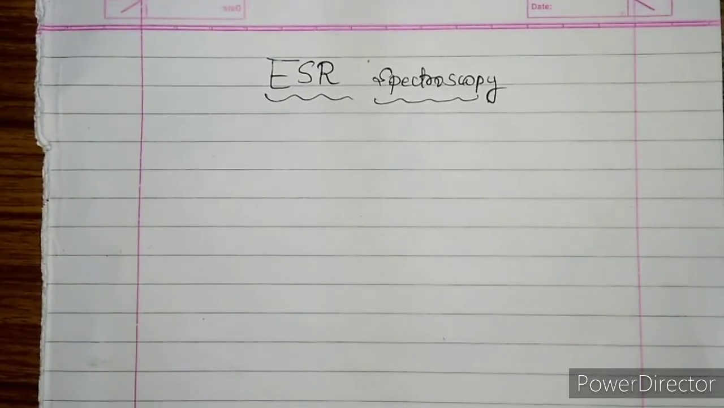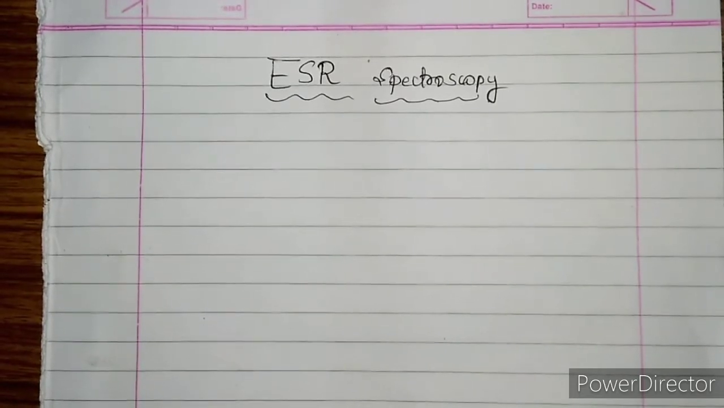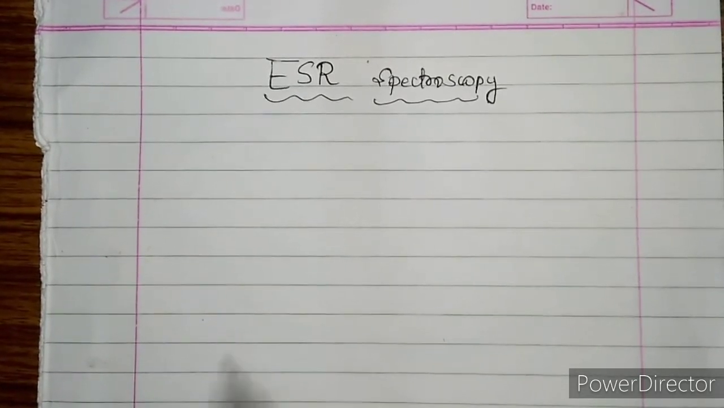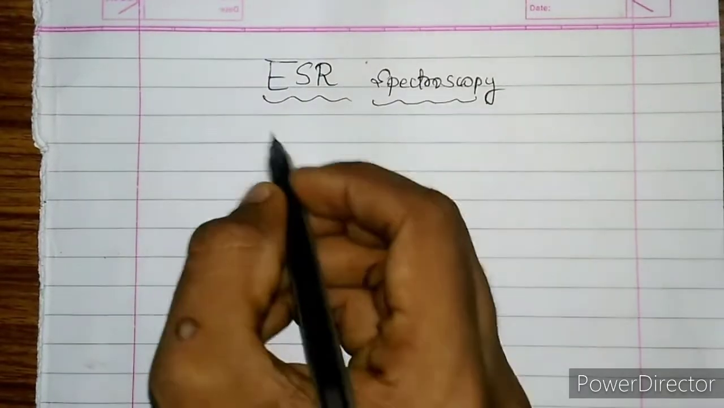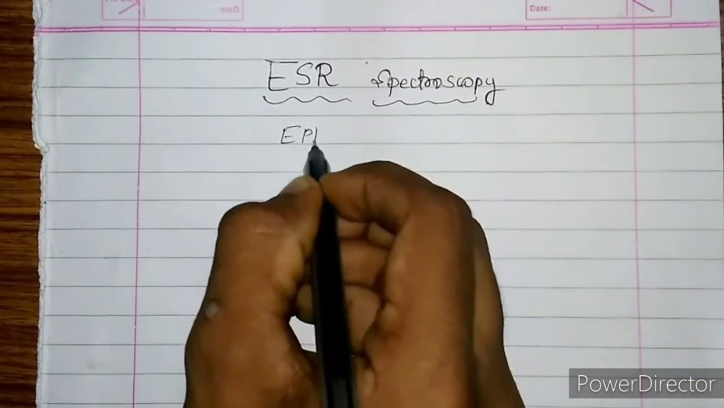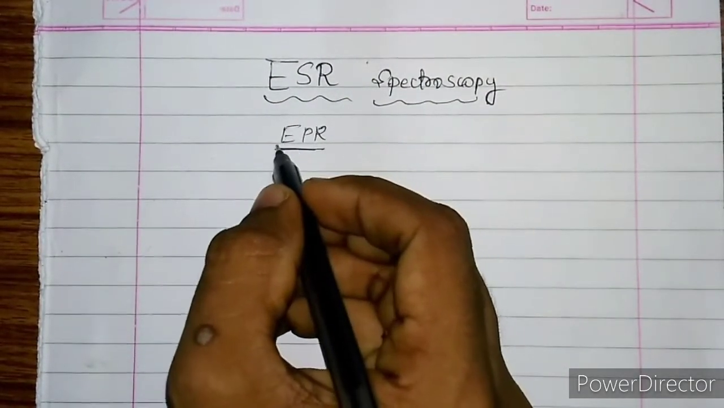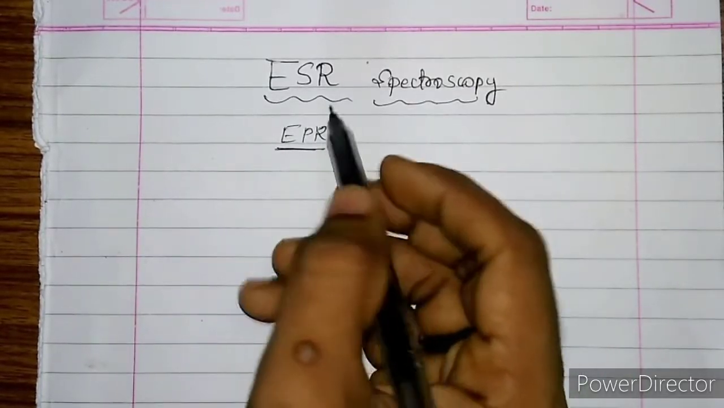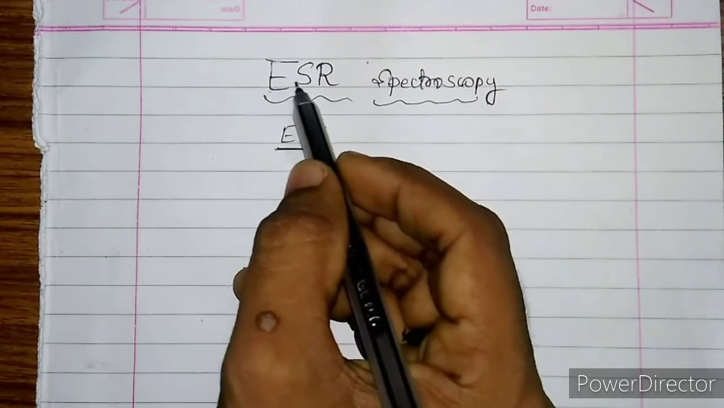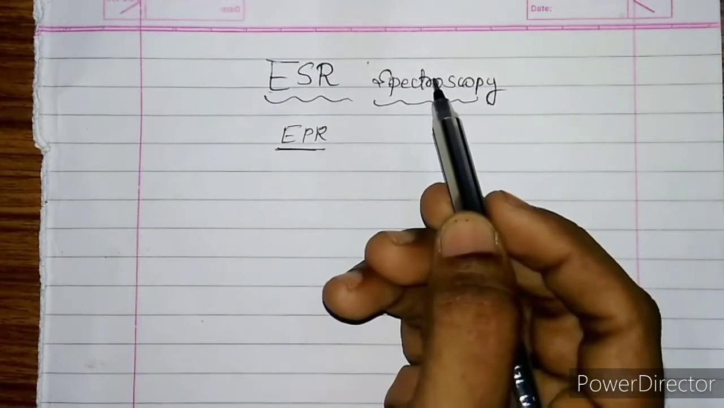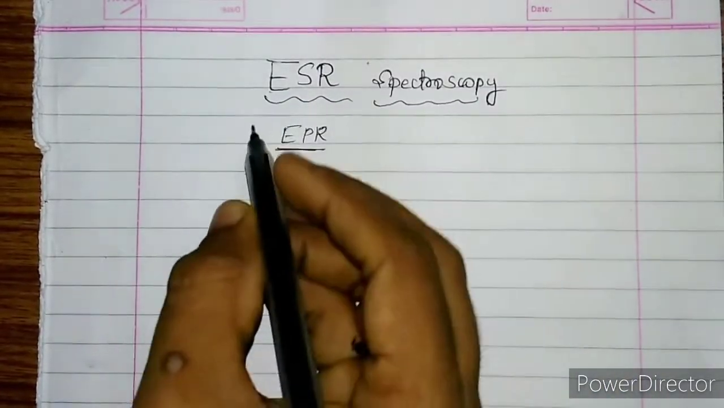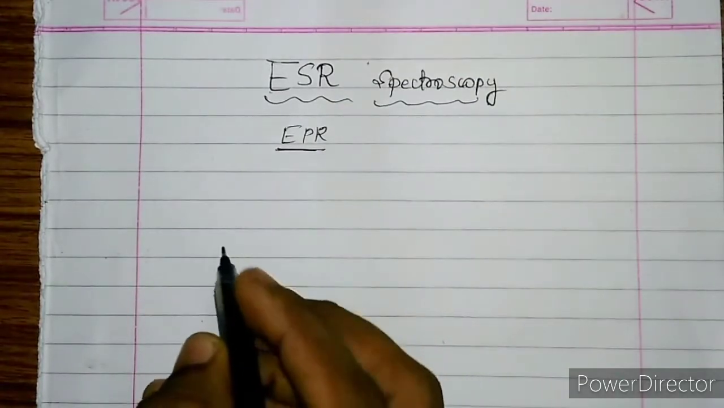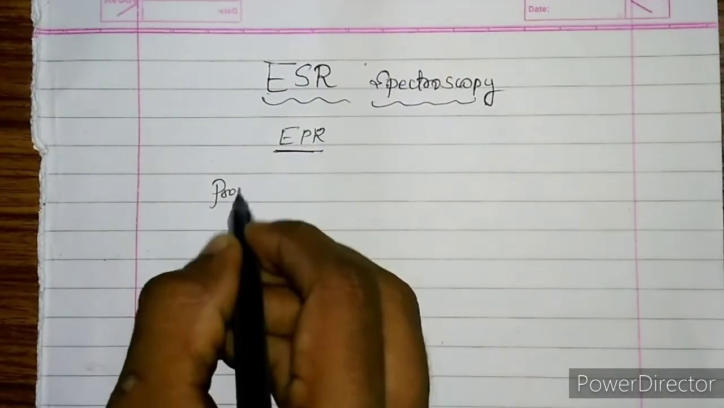In this video, we will study ESR spectroscopy. This ESR spectroscopy can also be called EPR spectroscopy. EPR means electron paramagnetic resonance spectroscopy, while ESR is termed electron spin resonance spectroscopy.